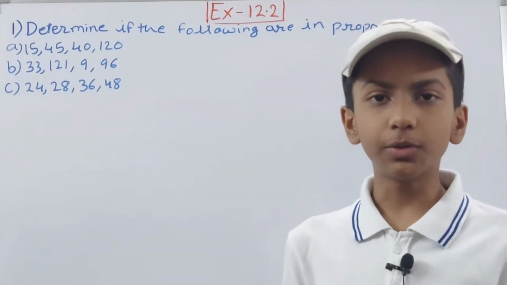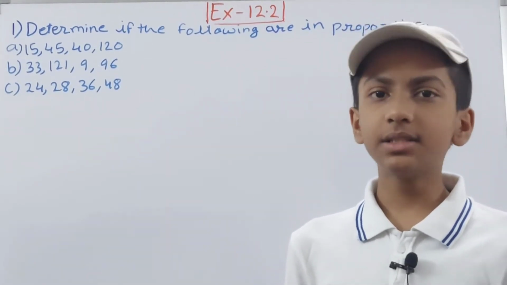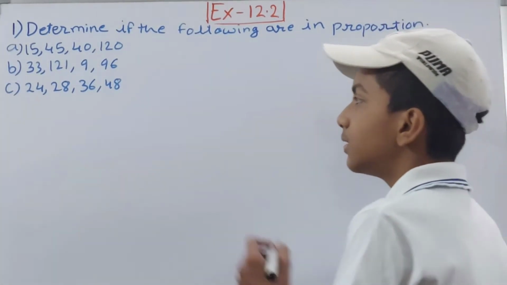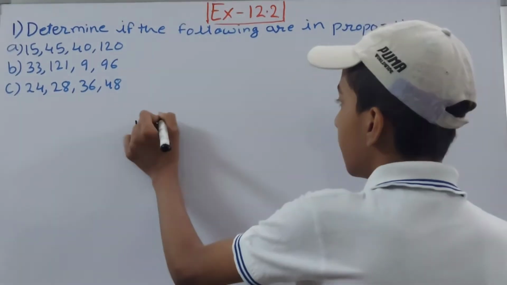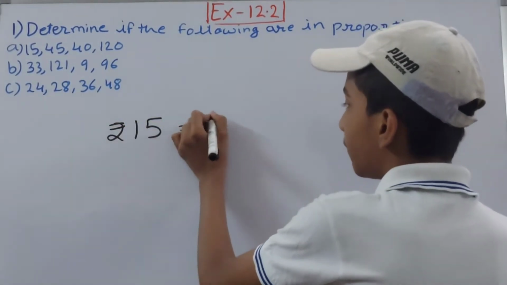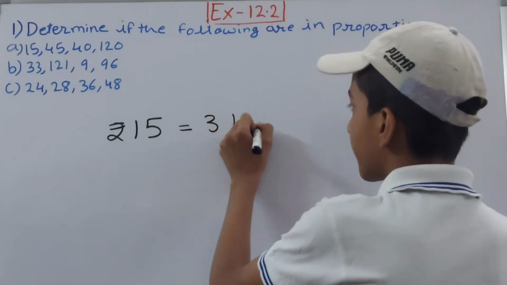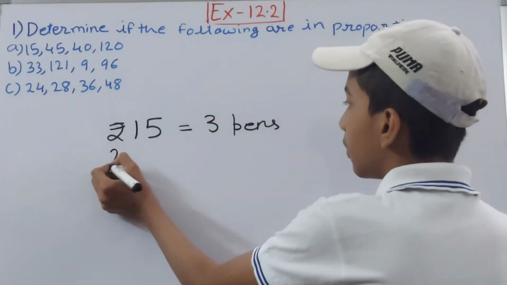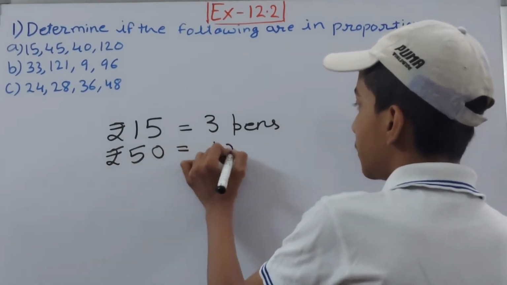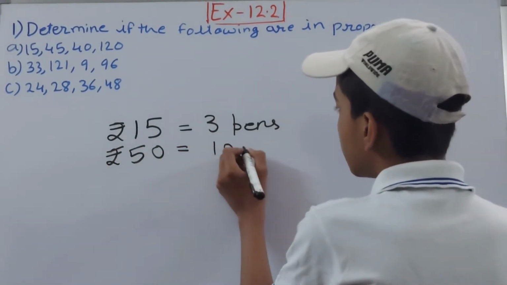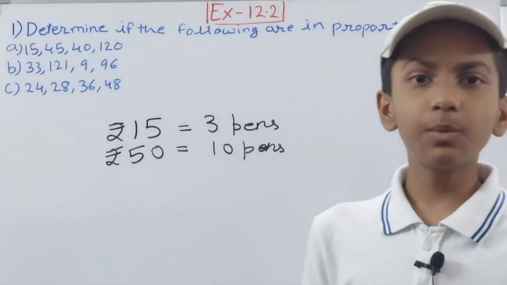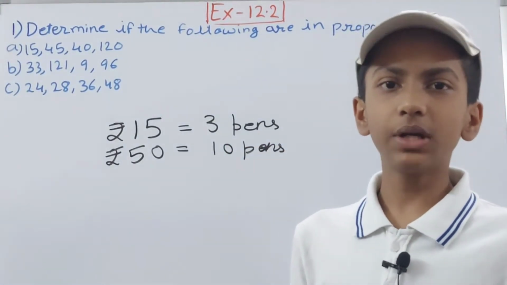Now what is a proportion? We can understand this by an example which is given in our book. You can see, it is saying that if one boy has bought 3 pens for 15 rupees, and the other boy has bought 10 pens for 50 rupees. So which has bought costlier? Right, we have to identify.